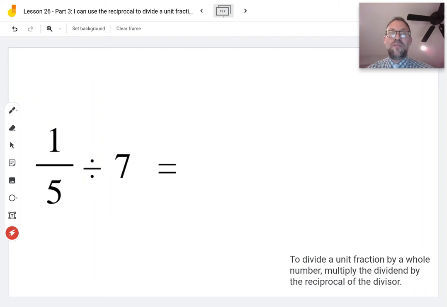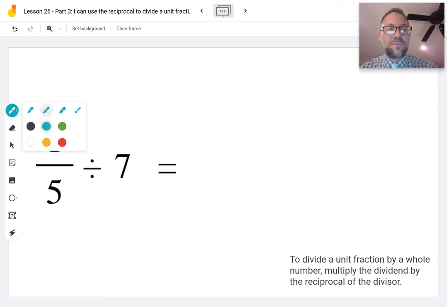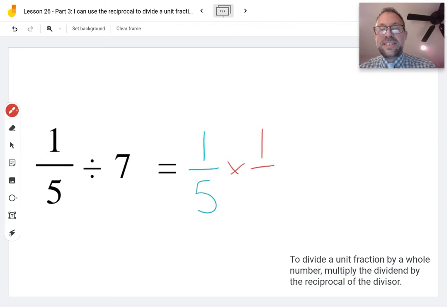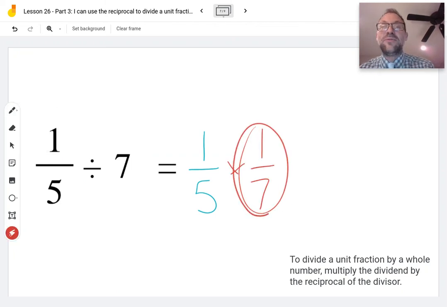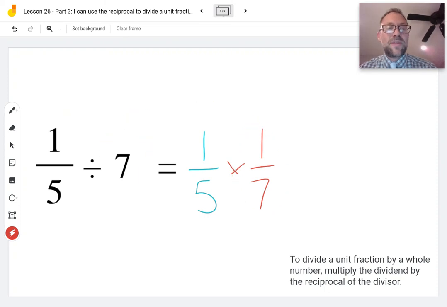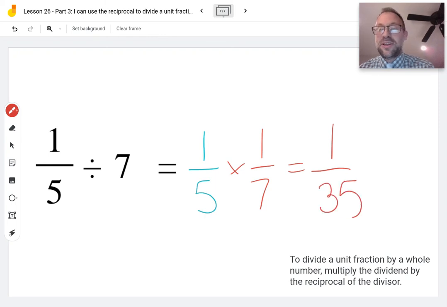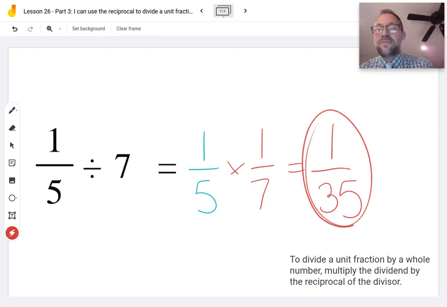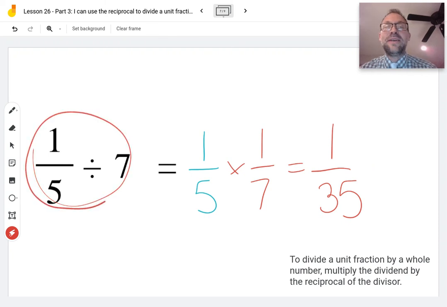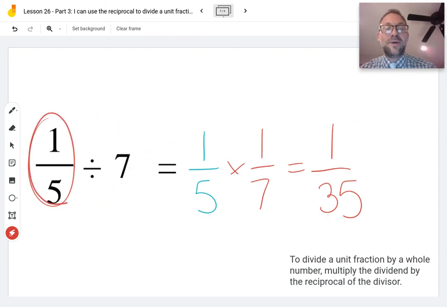And this time you are going to solve these problems. What is the quotient to 1/5 divided by 7? Go ahead and figure that one out. All right, did you write down 1/5 times 1/7? Because 1/7 is the reciprocal of 7. And then did you get 1 times 1 is 1, and 5 times 7 is 35. 1/35 is our quotient. 1/5 divided by 7 is 1/35.